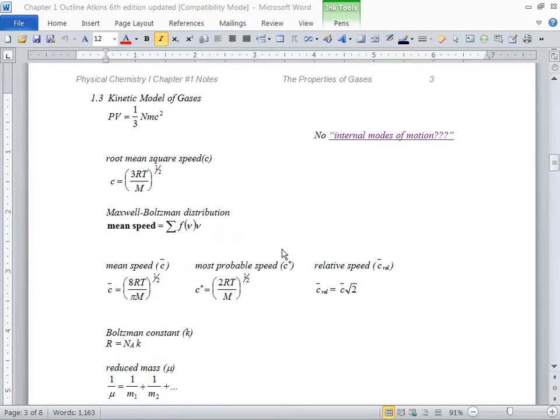So we are on our second day of chapter 1. Before, we were talking about our model of gases, which wasn't the kinetic model, which is what we're supposed to talk about now. It was the, what do we call this gas? Perfect gas, or ideal gas, right?